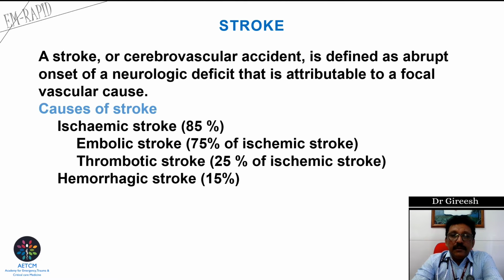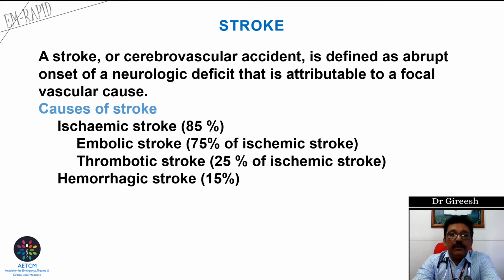Stroke, or cerebrovascular accident, is defined as an abrupt onset of neurological deficit, and it is due to a focal vascular occlusion or a bleed. Both can produce stroke. We see the causes of stroke. There are two important types of stroke.